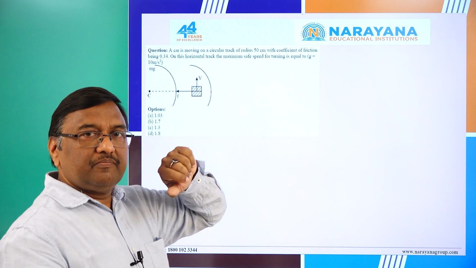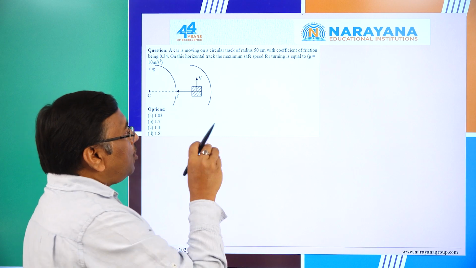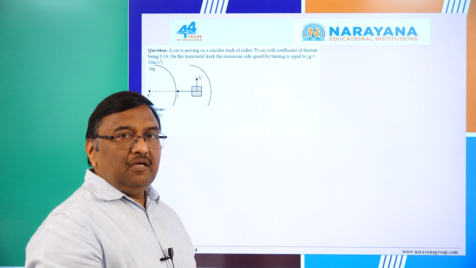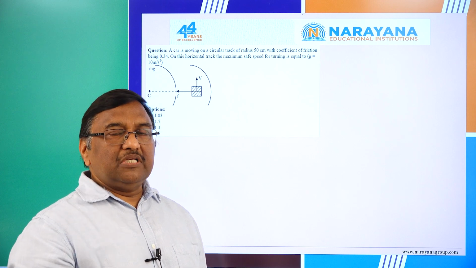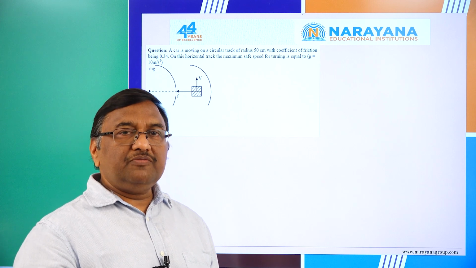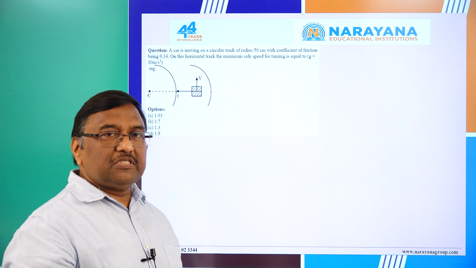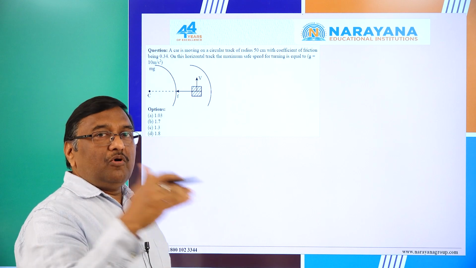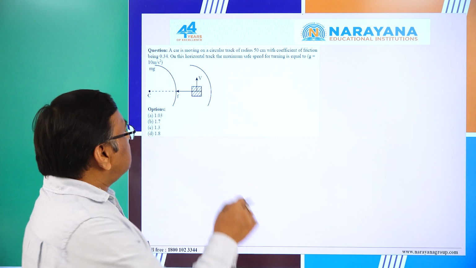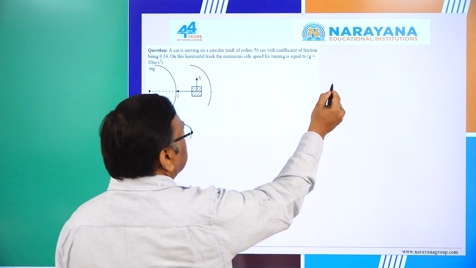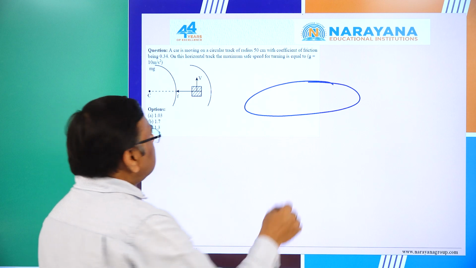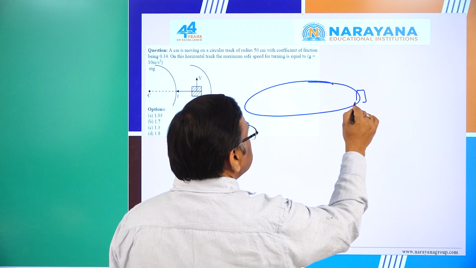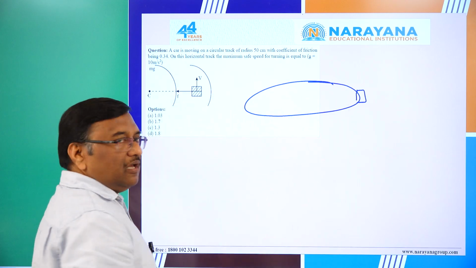For a body to move on a circular path, definitely we need some centripetal force. And centripetal force is not a new kind of force, it is a force which is derived from all external forces acting on the body in the plane of motion toward the center. Since this body is moving on a horizontal track, suppose at any instant my body is here.